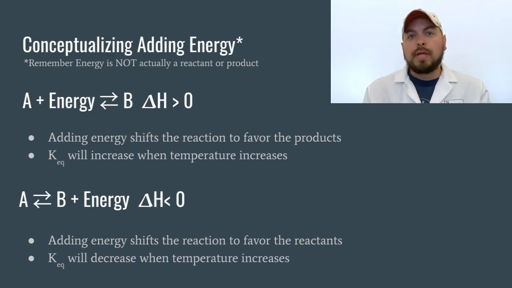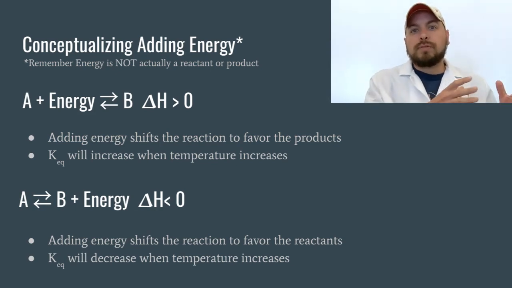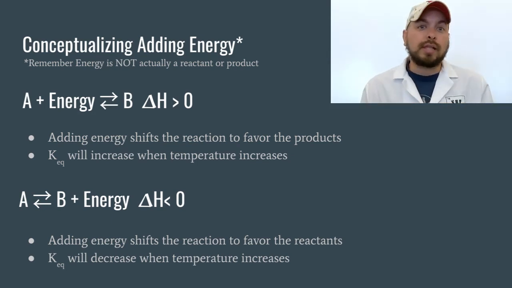Conversely, if we decrease the temperature of an endothermic process, we would decrease the amount of a reactant. We would shift the entire process to the left towards the reactants, increasing the amount of reactant, decreasing the amount of product, and causing the K value to get smaller.